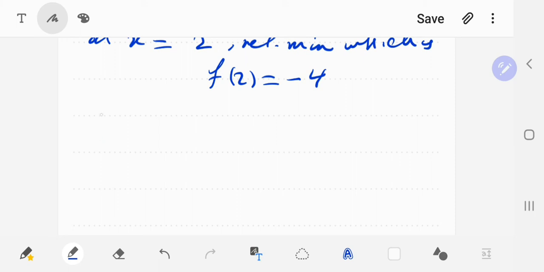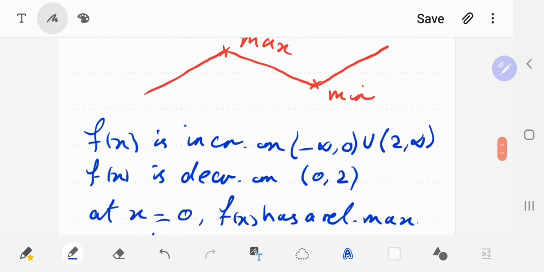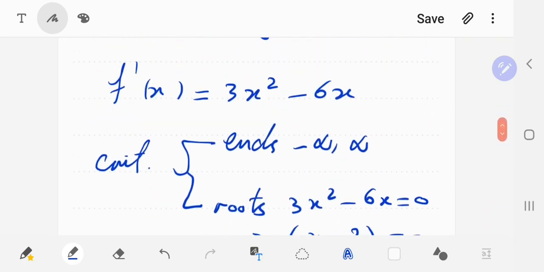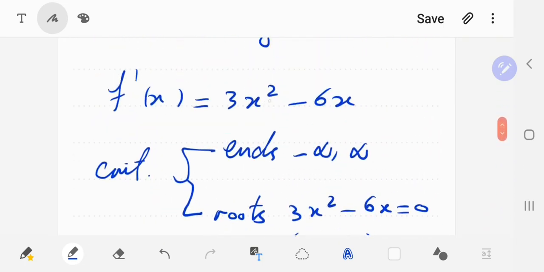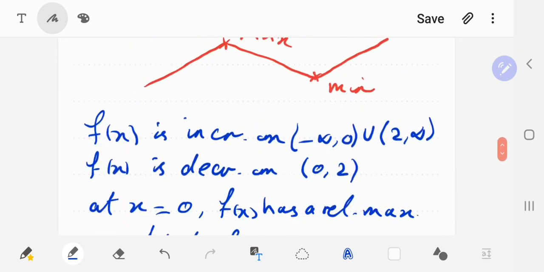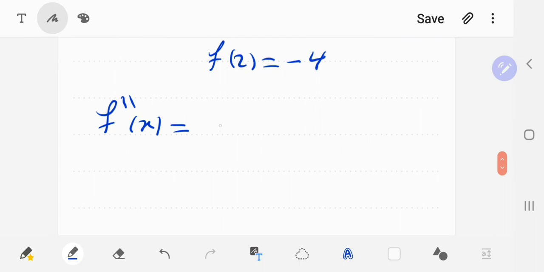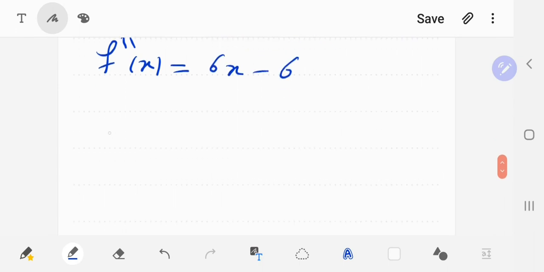We have to follow with the second derivative in order to be able to identify intervals of concavity. So f double prime of x will be equal to, let's go back to f prime. Here is f prime. So f double prime will be 2 times 3, 6x minus 6. So f double prime is 6x minus 6. We continue the same way, find criticals.